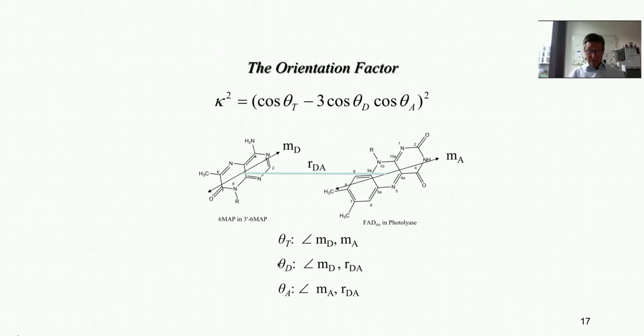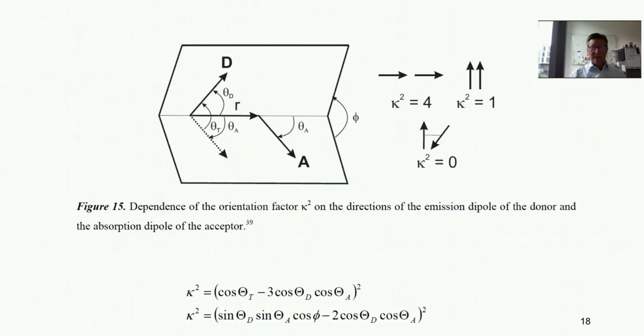And so there are three angles: the angle between the two vectors, the angle between the intersecting line and the one of the donor, and the one of the acceptor. So this is just a goniometric relation that tells you something about the orientation of the transition dipole moments. And it is very important in the Förster mechanism.